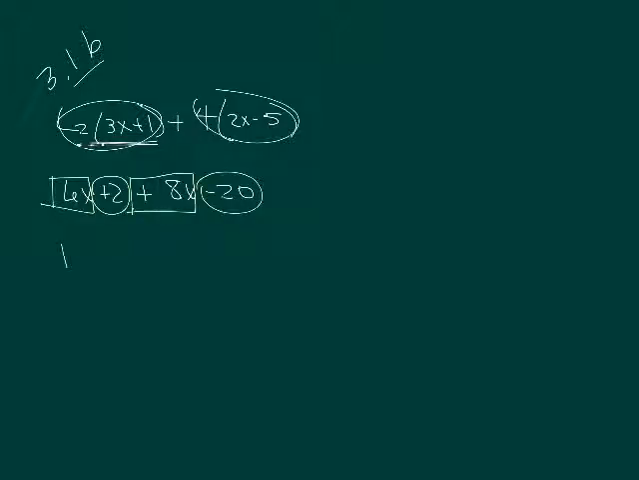6x plus 8x is 14x. And positive 2 minus 20, or positive 2 plus negative 20, if you want to write it that way instead. Signs are different. Take the difference between the two and put the sign of the largest number on there. And I have 14x minus 18.